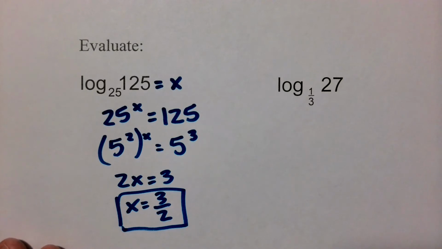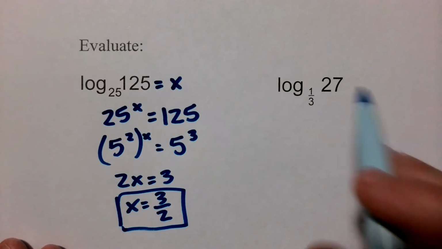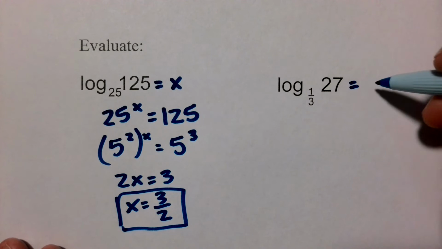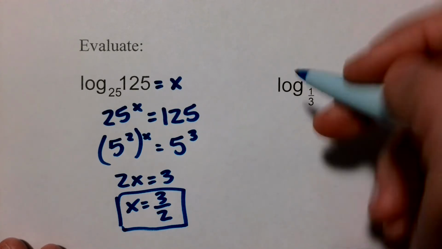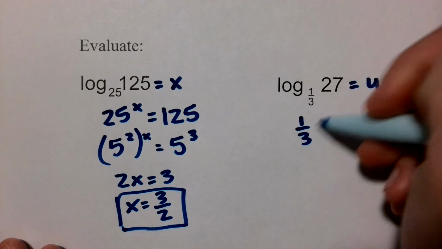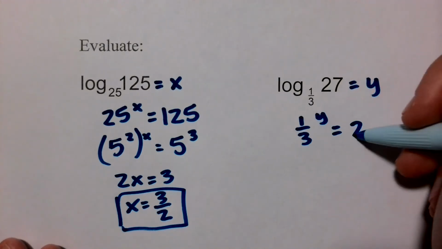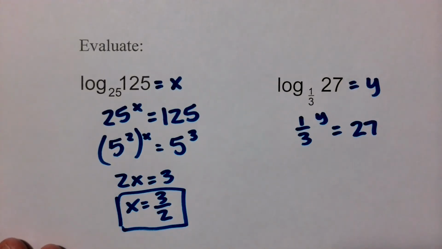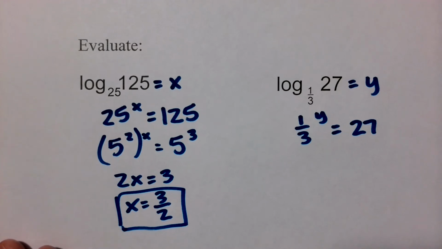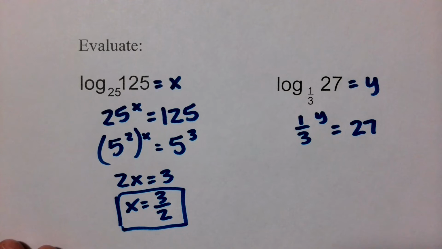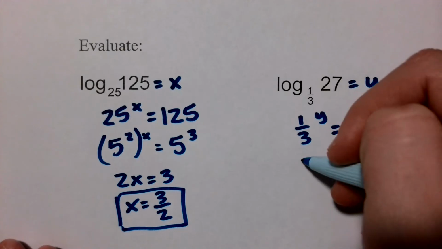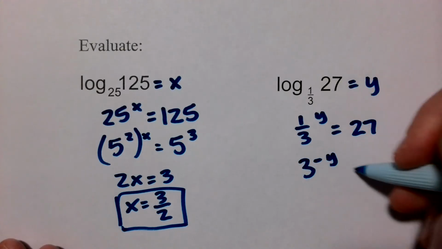So this is anytime I'm trying to evaluate a log. Same thing here. I'd set it equal to some variable. It doesn't have to be x. You can make your variable whatever you want it to be. That we've got 1/3 raised to what power equals 27. Now from yesterday, what do we do first if we have a fraction as our base? We should be moving that 3 to the numerator. It does get a negative exponent.